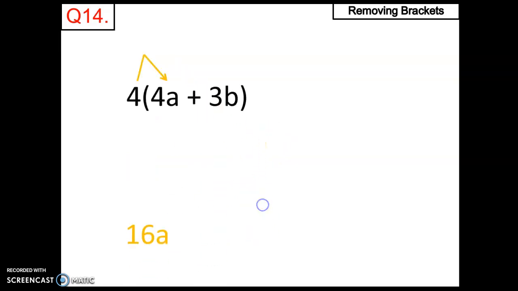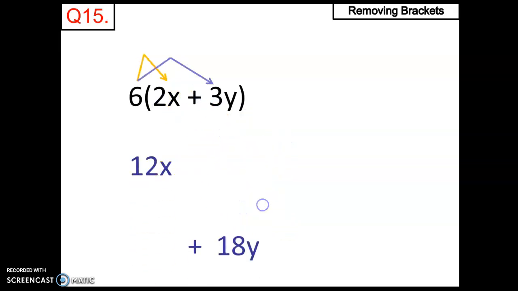4 times 4a is 16a, 4 times 3b is 12b. Moving on, you've got 6 times 2x is 12x, and 6 times 3y is 18y, and that's basically it for this section.